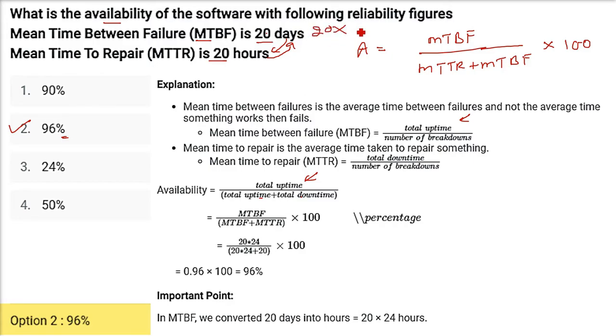So in one day there are 24 hours. So this 20 will be 20 into 24. So in MTBF we are going to put 20 into 24. Similarly in the denominator you have MTBF 20 into 24, and then you have 20 as the MTTR. Now just compute it. You will get 0.96 multiplied by 100. You will get 96%.